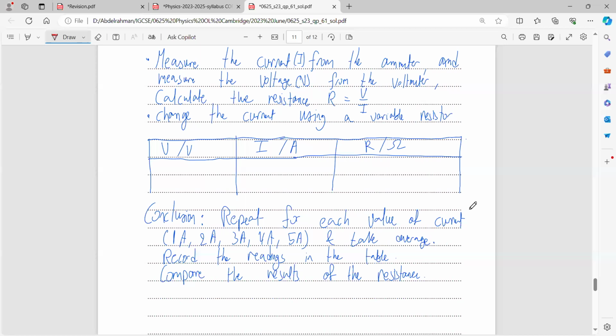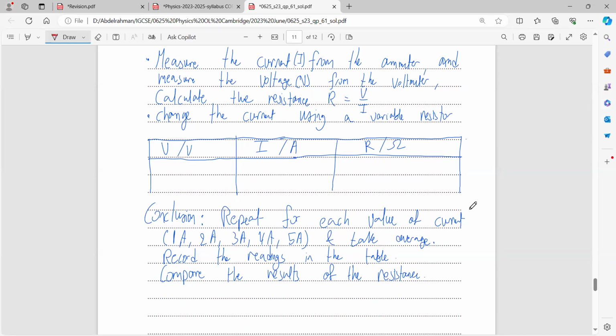What else? Take the reading when the ammeter is 0. You can say, yes, check the zero reading on the ammeter. Make sure that the ammeter is set to 0.